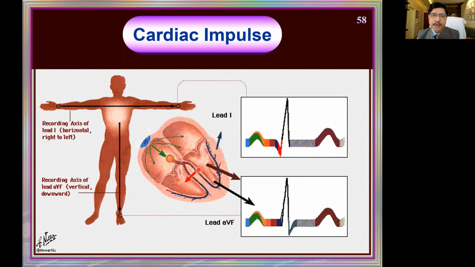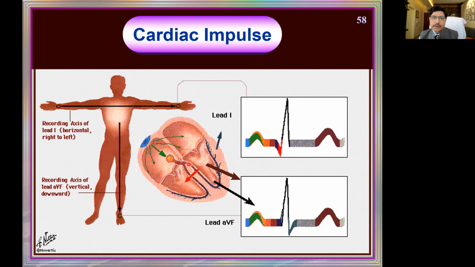The septum is activated from the left to the right, and we are placing L1 on the left side, so the potential difference is going away. It records a small negative deflection in L1, and that is called the septal Q wave, or the normal physiological Q wave. It is because of septal activation from left to right, impulse going away from the exploring lead. That is why you have a small negative deflection. So what is a pathological Q? We will see when we come to that.